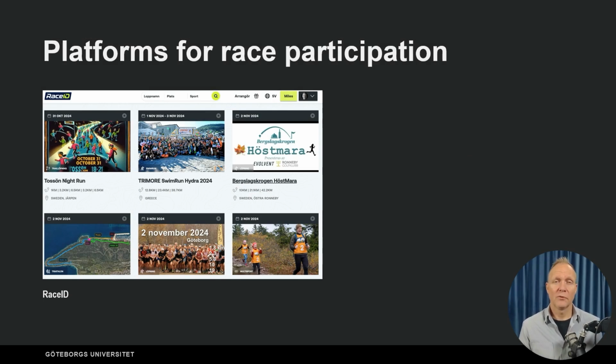We also have platforms regarding race participation. Here is an example from the Swedish company Race ID, which is almost like a portal to different types of race events. And for the endurance athlete, these platforms become extremely important in order to be able to attend, to register, and be aware of different endurance races.